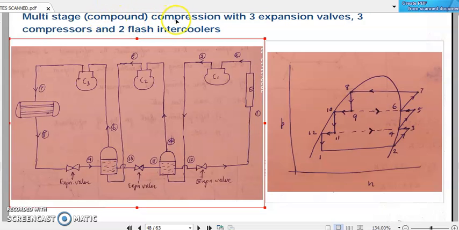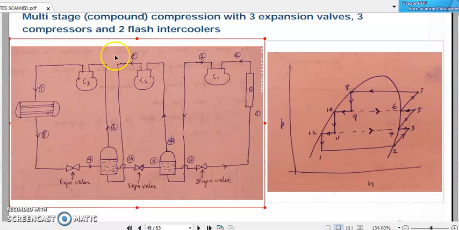compound compression method, where we are using 3 expansion valves, 3 compressors and 2 flash intercoolers. One thumb rule you can take is that the number of flash intercoolers will be one less than the total number of compressors. So normally, if there are 3 compressors in a system, there will be 2 flash intercoolers. That you can take as the thumb rule.